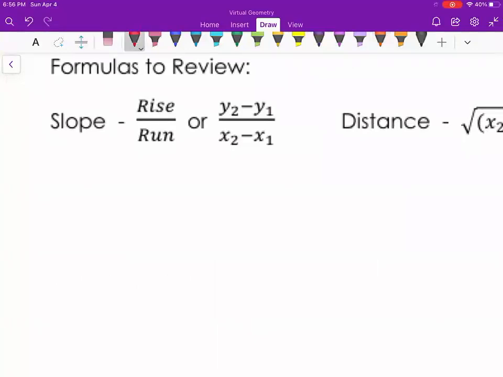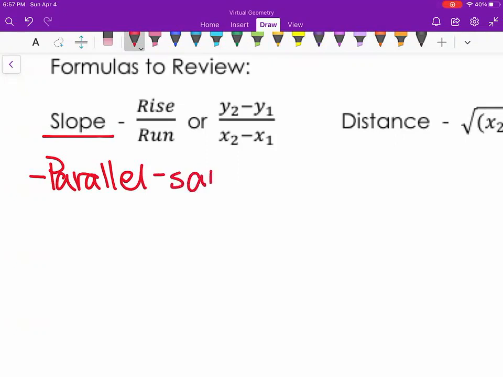So the first formula I want to review is the formula for slope. And again, there's two ways that you can do slope, one being rise over run, and then the other being the slope formula, y2 minus y1 over x2 minus x1. So again, what we want to remember for slope is that the slopes help us to tell if they are parallel. So that's going to help us find those opposite sides are parallel because they need to be the same. Or it can help us to tell if they're perpendicular.